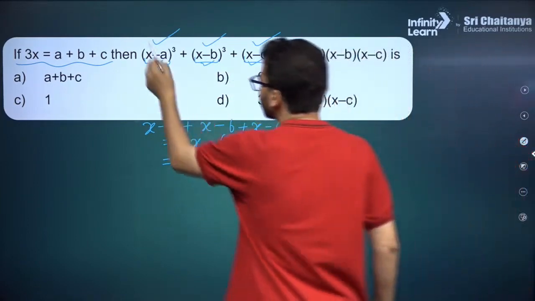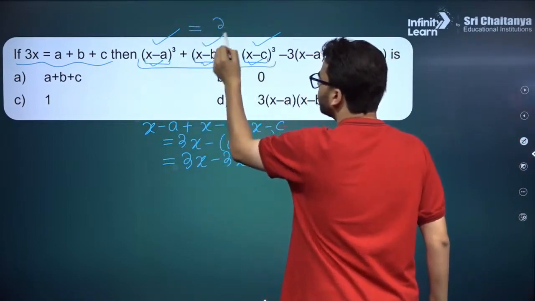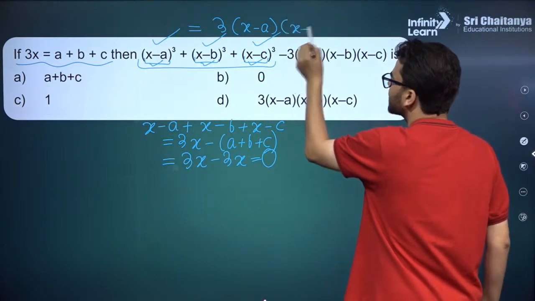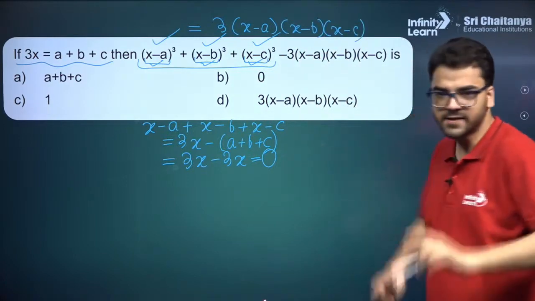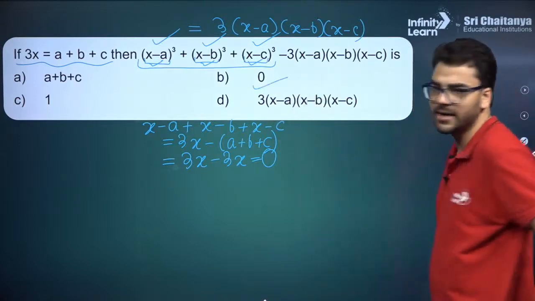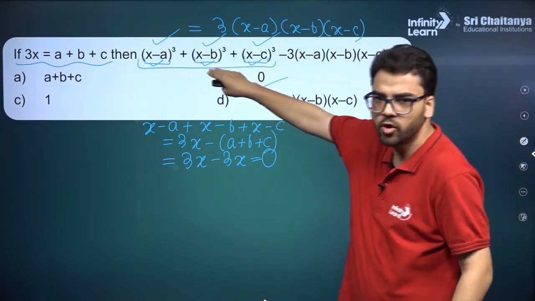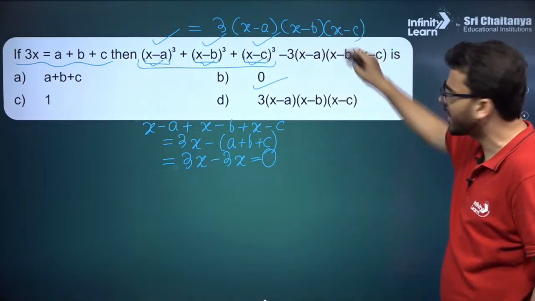Will this first part be equal to 3 into x minus a, x minus b, x minus c over here, guys? Yes or no? We have studied this result in the previous slide. Exactly, option B is correct over here. Is it clear? So x minus a the whole cube, x minus b the whole cube, x minus c the whole cube is equal to 3 into x minus a, x minus b, x minus c.